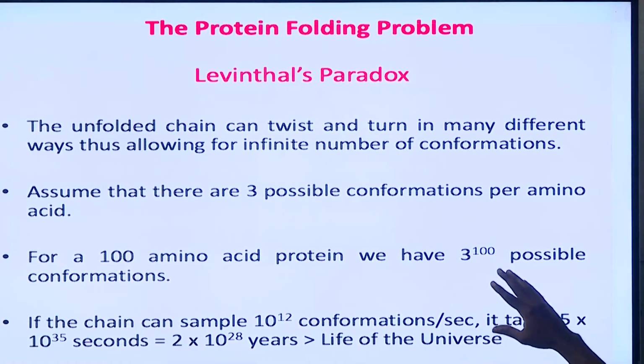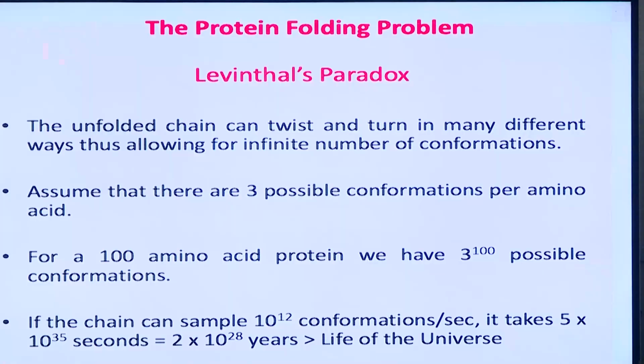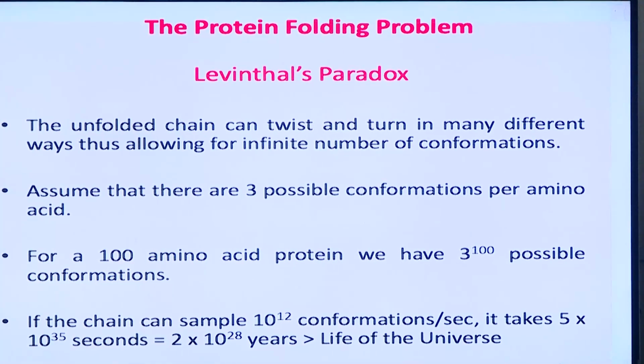If you are going to have 3 possible conformations, or let's say you fix the phi and you adopt 3 different psi values, you can have 3 power 100 possible conformations. Even if a protein can sample 10 to the power 12 conformations per second, different orientations of the side chains or main chain with respect to time, it will take about 5 into 10 to the power 35 seconds, which is 10 to the power 28 years, which is effectively greater than the life of the universe.